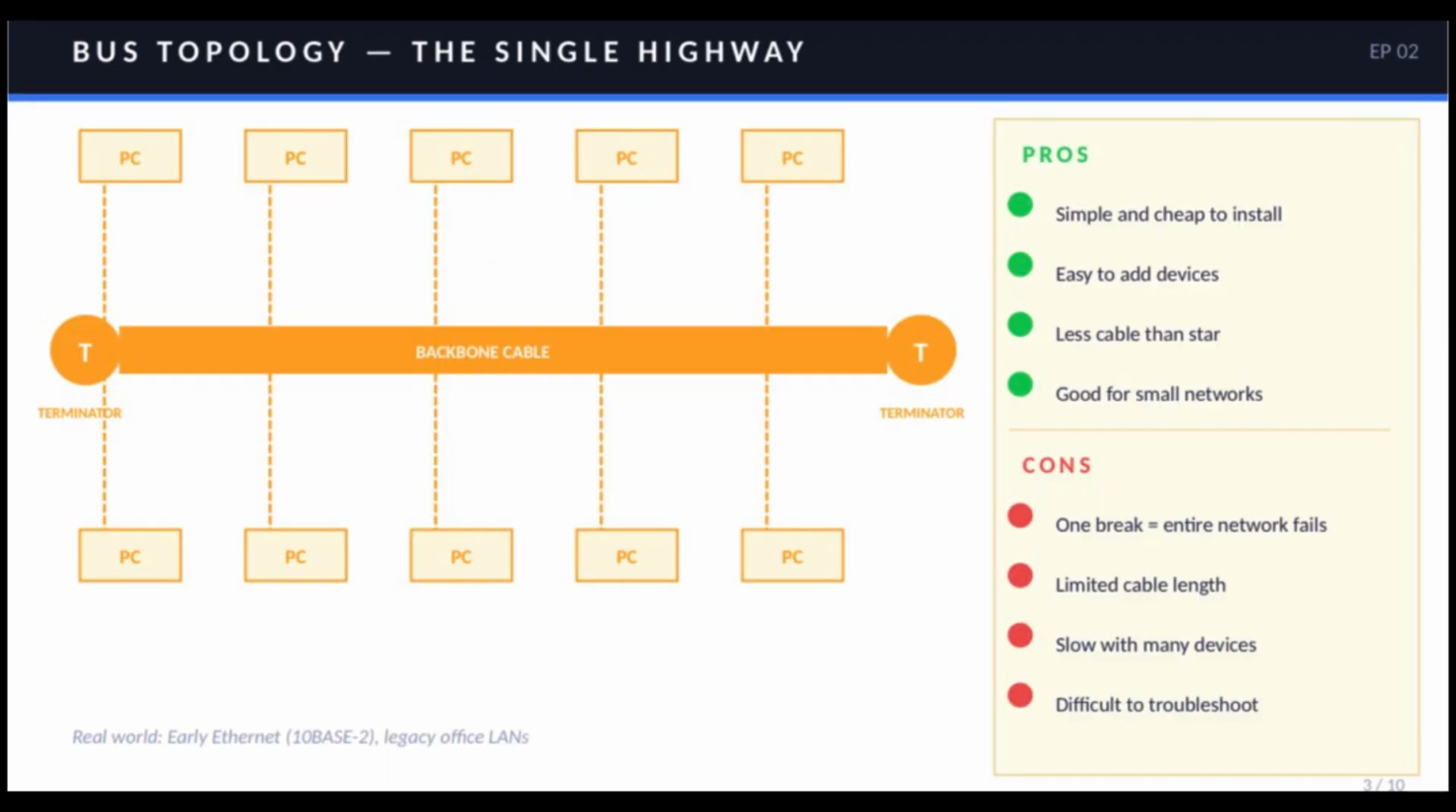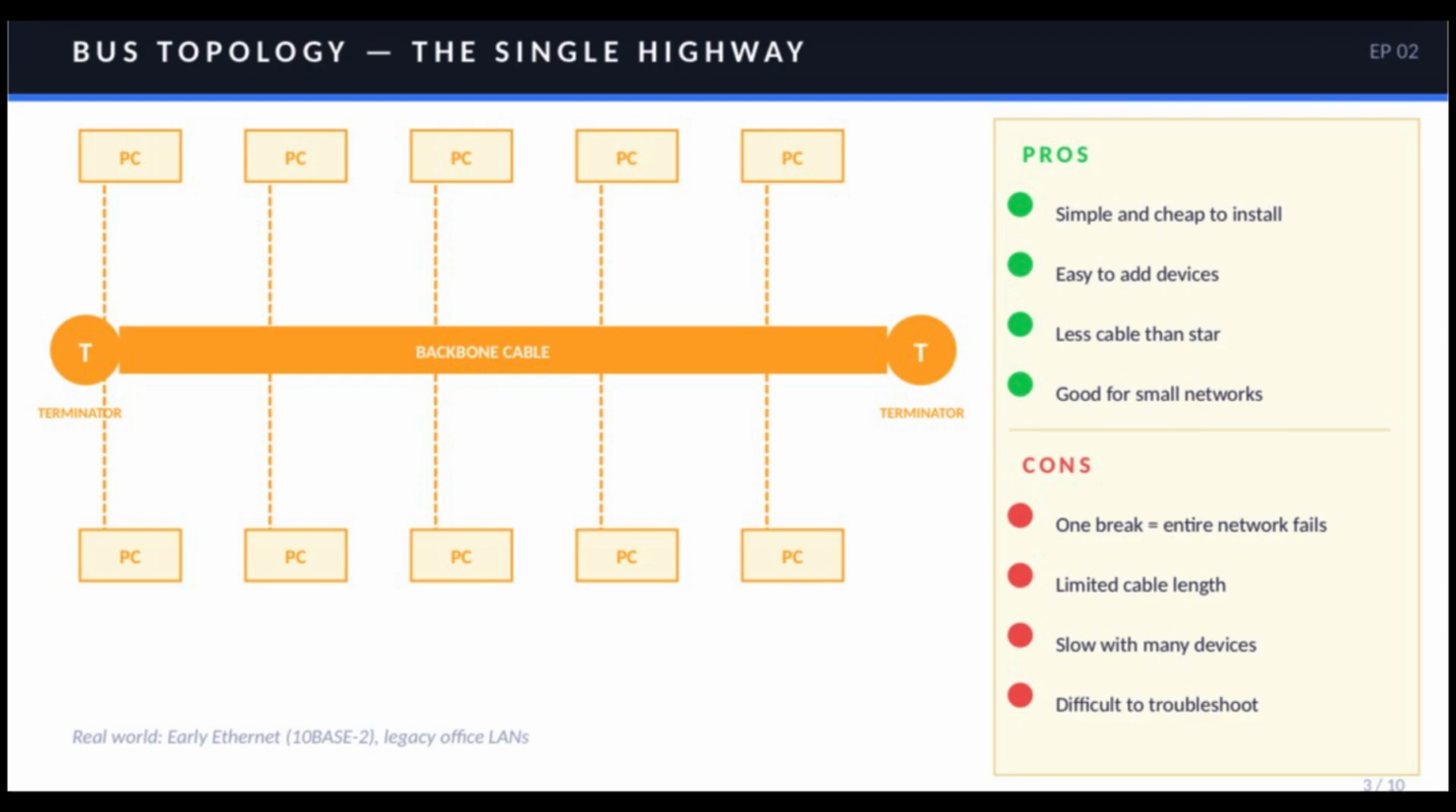The oldest topology and the simplest. Imagine a long cable called the backbone running from one end of the building to the other. Every device just taps into the cable. That is bus topology. The two ends of the cable have terminators. They absorb the signal so it does not bounce back and cause interference.